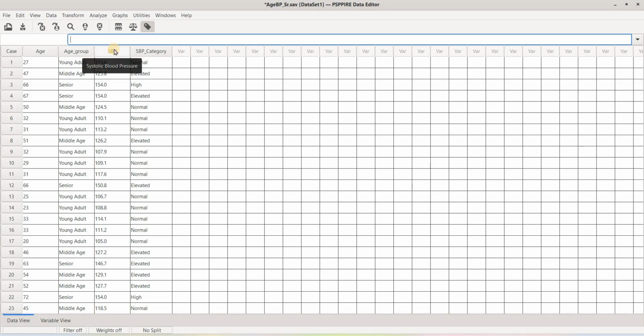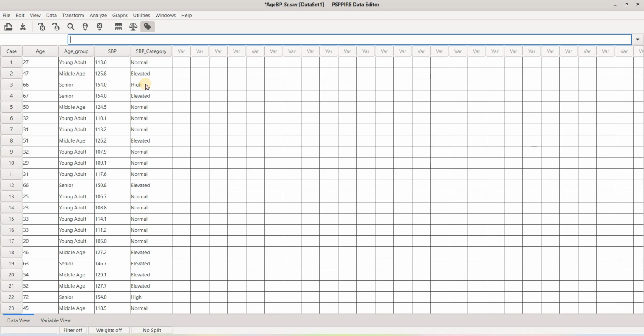However, these variables could be transformed into categories, actually ordinal variables. So next to age is age group, and you have young adult, middle age, and senior, which could be ranked because you have young, then middle, then senior. And next to systolic blood pressure, we have systolic blood pressure categories. So we have normal blood pressure, elevated, and high blood pressure as the categories, and those are also ranked. So we want to use this Spearman rank correlation.